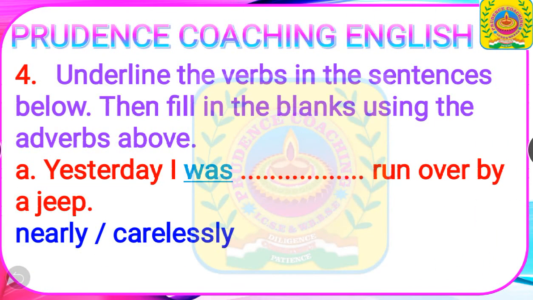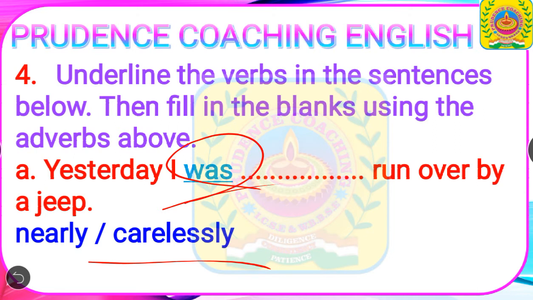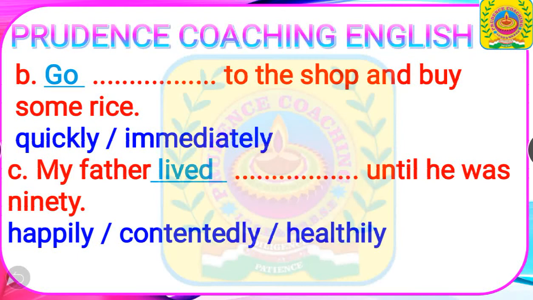First question. Yesterday I was dash over by a jeep. So here was is the verb, and next the probable answer from the list is nearly or carelessly. That means yesterday I was nearly run over by a jeep, or yesterday I was carelessly run over by a jeep. Now the next question, go dash to the shop and buy some rice. So here go is the verb, and the probable answer for this question is quickly or immediately. That means go quickly to the shop, buy some rice, or go immediately to the shop and buy some rice.